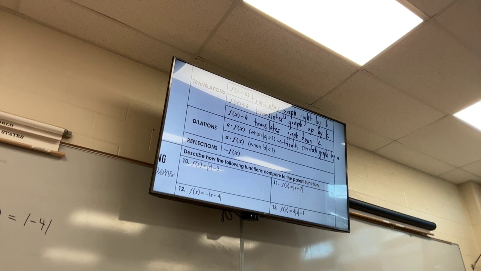Likewise, when we multiply our entire function by a number whose absolute value is less than 1, so like 1/2 or 3/4 or -4/5, that's going to vertically compress my graph. It's going to make it shorter. Alright. And then anytime I multiply my function by a negative, that just reflects my graph across my horizontal axis.